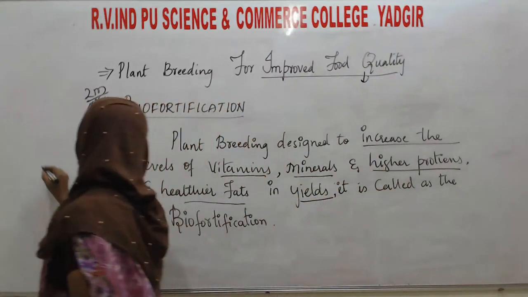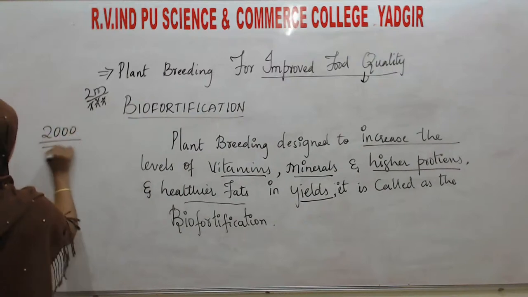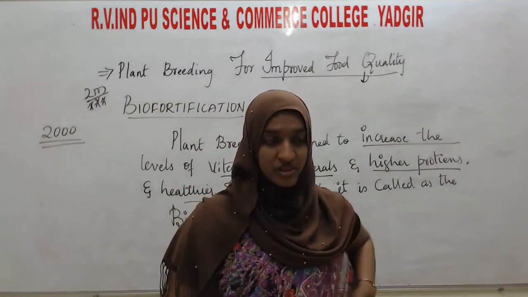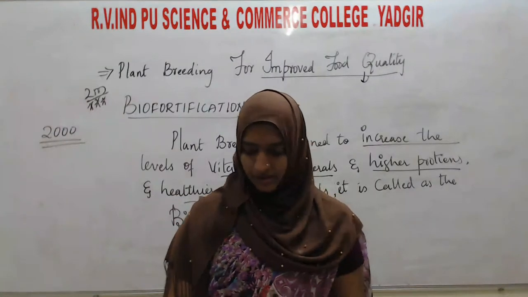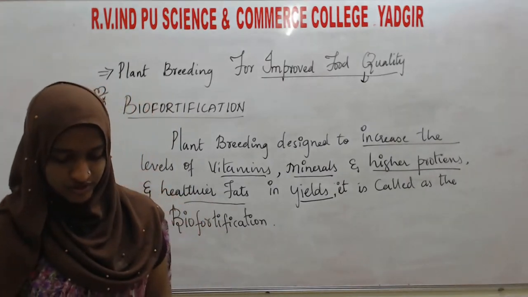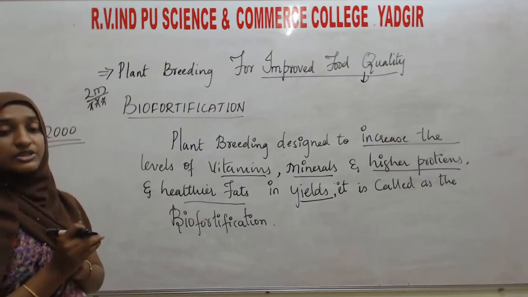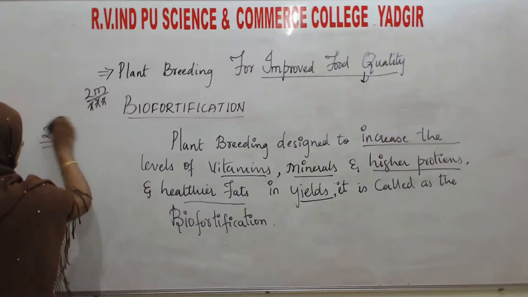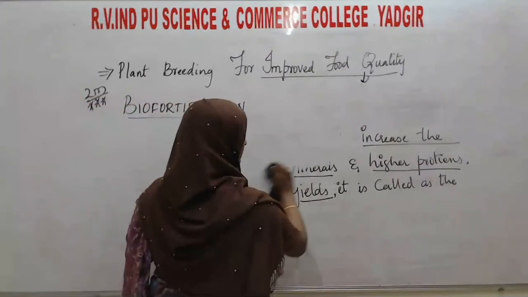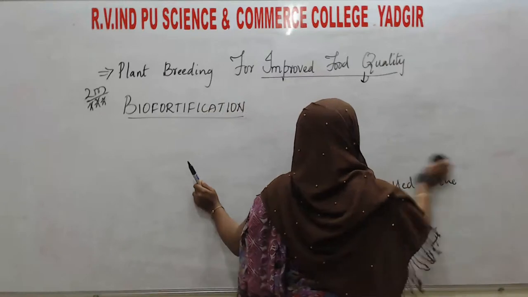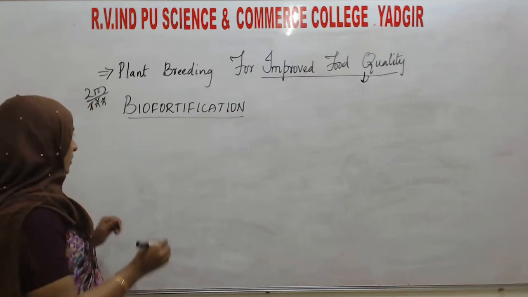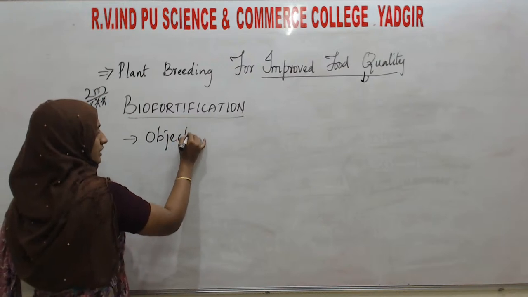So in the year 2000, several crop varieties were developed with higher food value. Here are some examples. Whatever breeding is undertaken to improve food nutritional qualities, what are the objectives for improving it, sir? Here I will write. Breeding for improved nutritional qualities is undertaken. What are the objectives? To improve the food qualities.